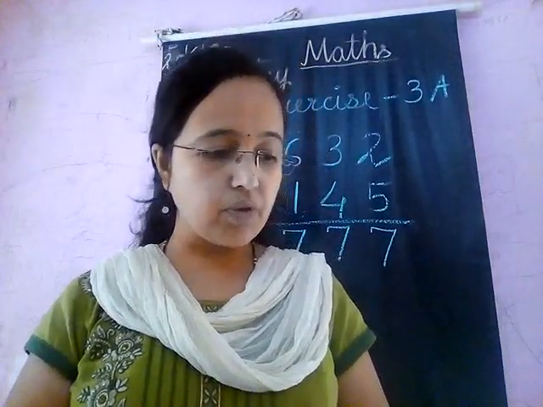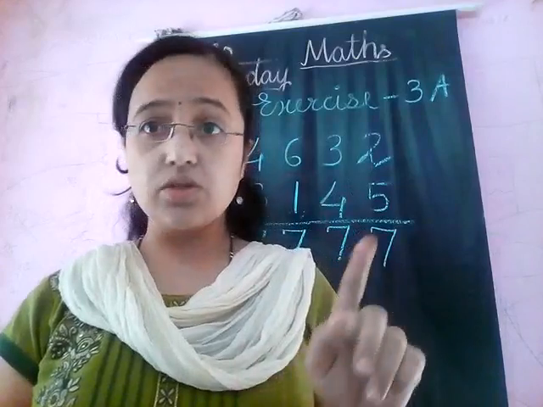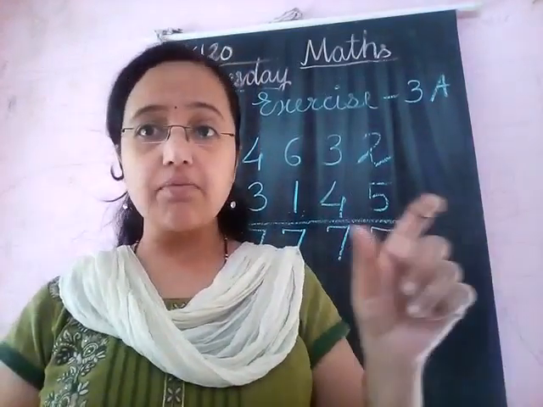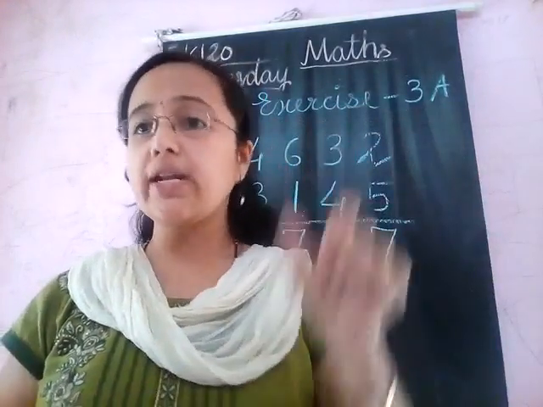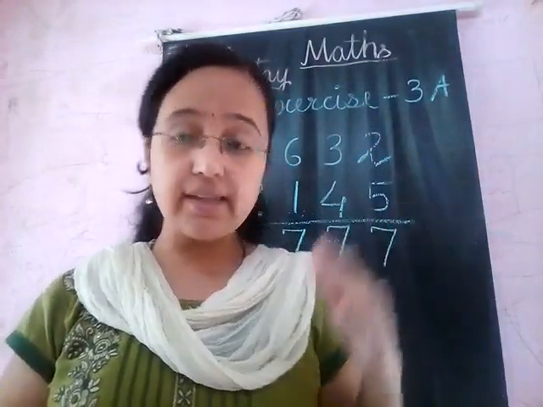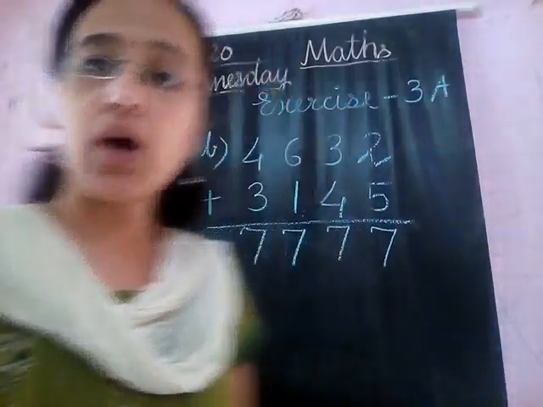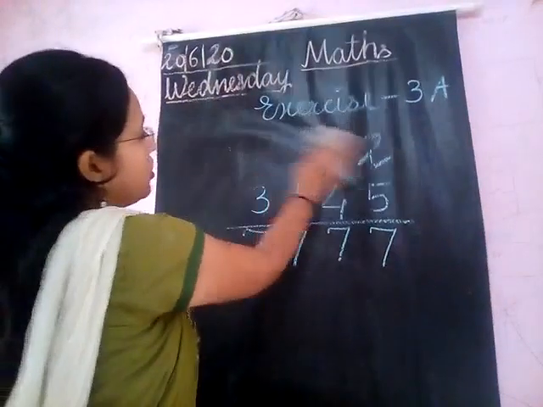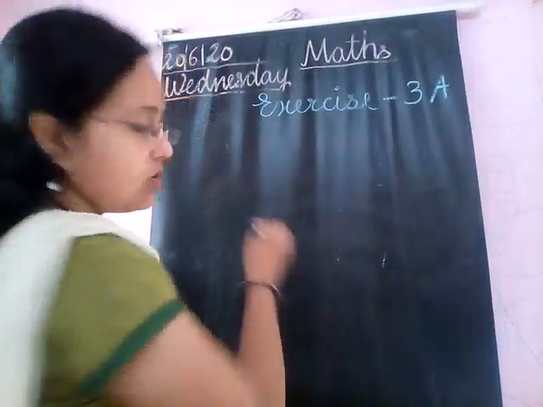Write in column form and then add the following. Okay. So here you have to write the given numbers in columns. You have to arrange the numbers properly and then you have to add. See, I will show you how to arrange the numbers in columns. See, first one is given.